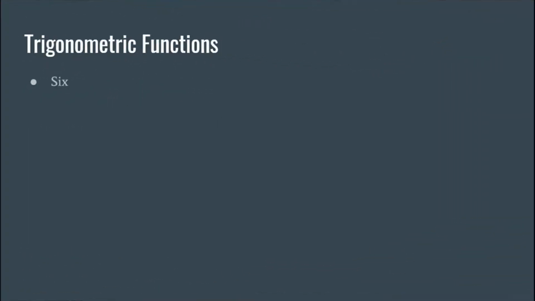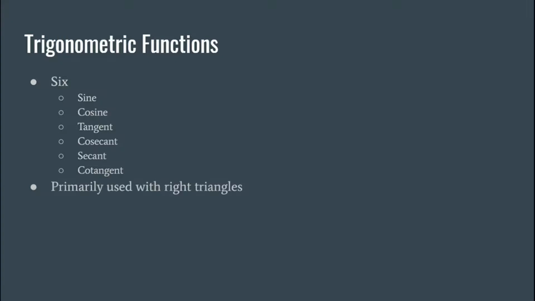Okay, so there are basically 6 trig functions that we're going to go over. These are them: sine, cosine, tangent, cosecant, secant, and cotangent. And primarily we use these when we're talking about right triangles. I say primarily because we don't always use right triangles when we're using these functions. And the 3 main ones that we use are sine, cosine, and tangent.